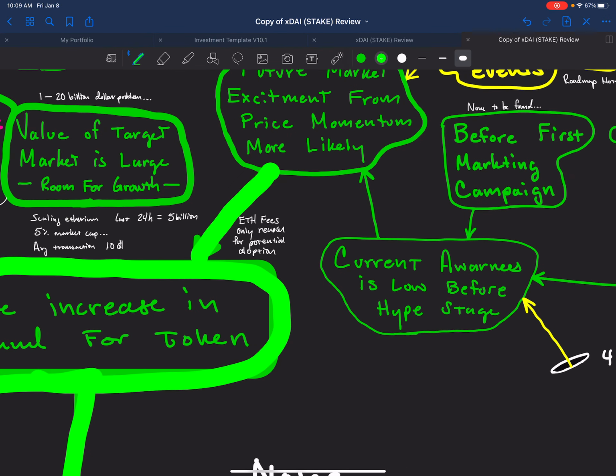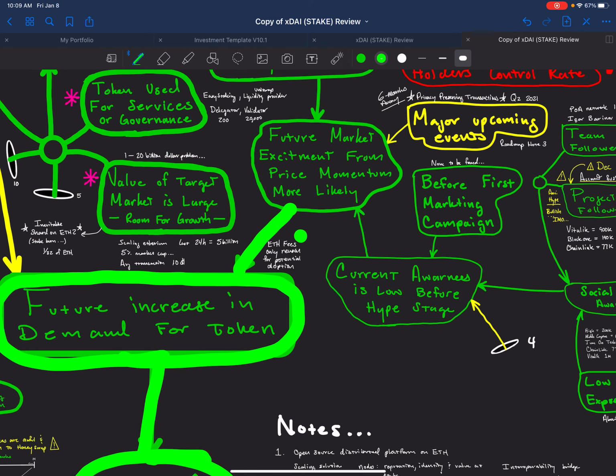So the ETH fees are the only reason for potential adoption of this project, in my opinion. This project only exists as a solution for Ethereum's ridiculous fees. Ethereum's fees are ridiculous, and so that's what may push people into this project in the future. And that's what you're kind of betting on, that Ethereum fees will be unmanageable and people won't be able to stand it, and they will move to this project. And that is certainly a possible reality.